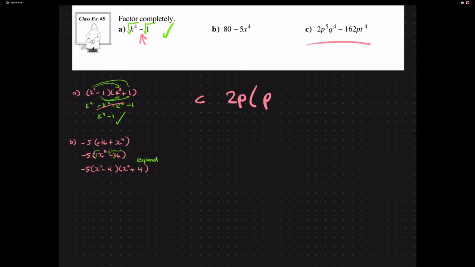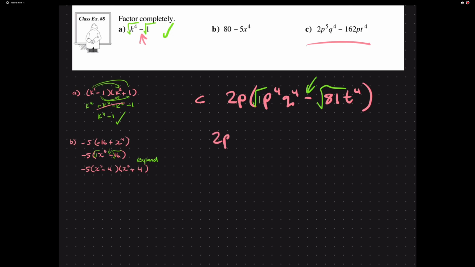What am I left with? A P to the power of 4, a Q to the power of 4, minus, and 162 divided by 2 is going to be 81. And I pulled out a P, so that P is gone, leaving us with T to the power of 4. Okay, so the number in front of the first term is going to be 1. I can take the square root of that, and I can take the square root of 81, and that is a negative sign within this binomial. That tells me this is a perfect square binomial.